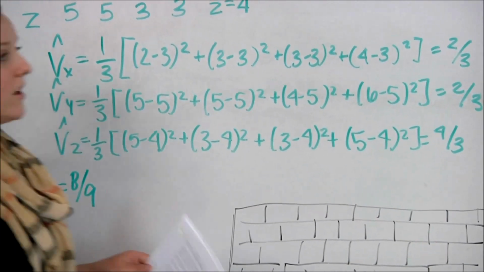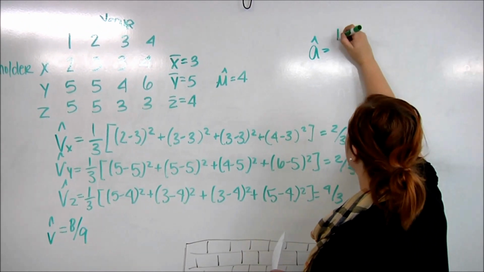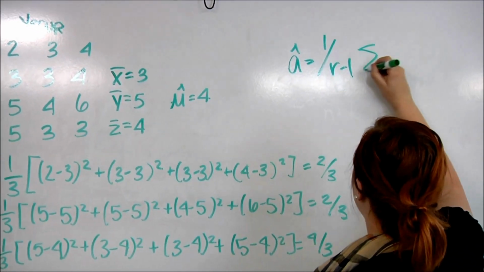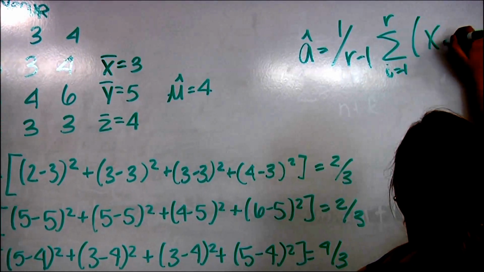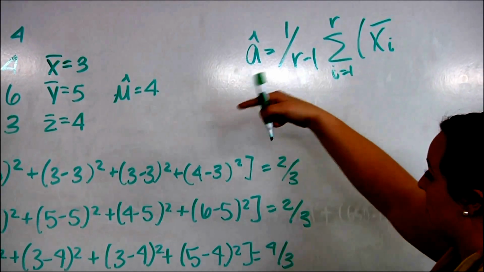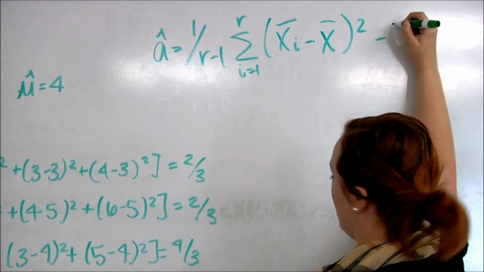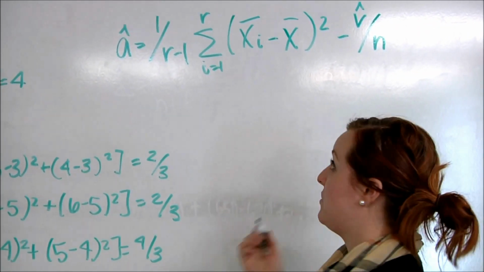So what we're solving for is A hat, and the formula for A hat is 1 over R, which is the number of policyholders, minus 1, sum from i equals 1 to R of the X bars, which are all of the means, minus the overall X bar squared, minus V hat over N, which as Joseph said is the number of years for which you have data.